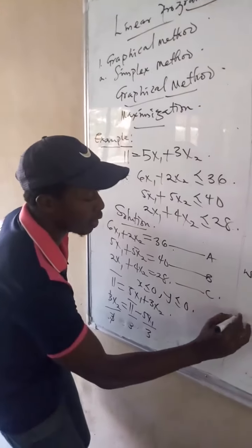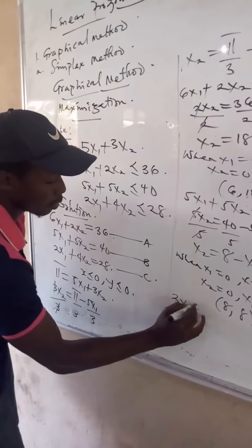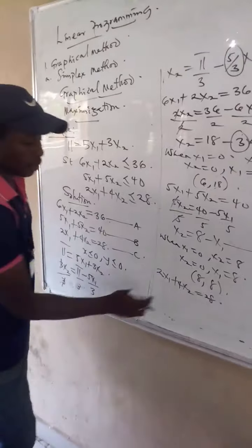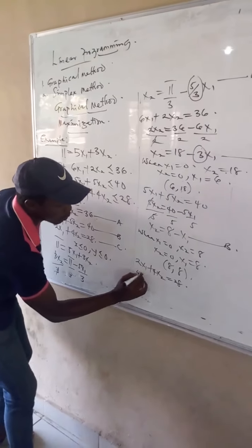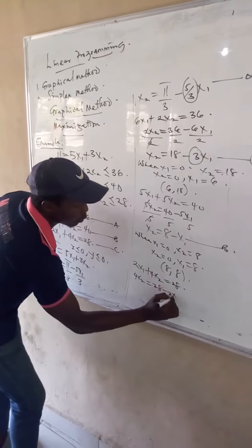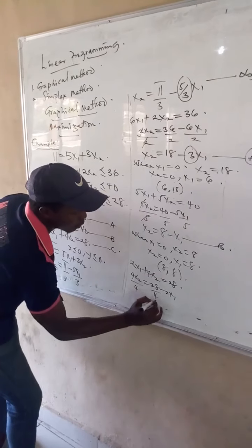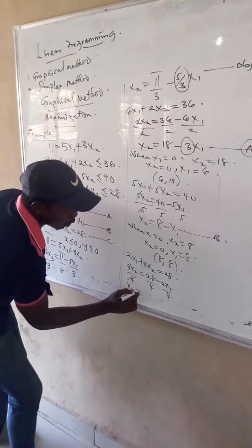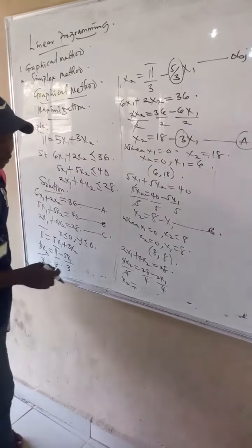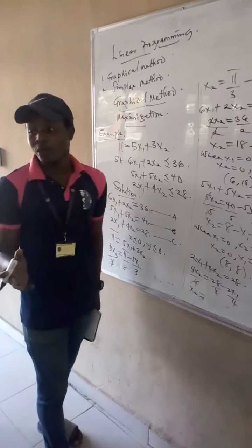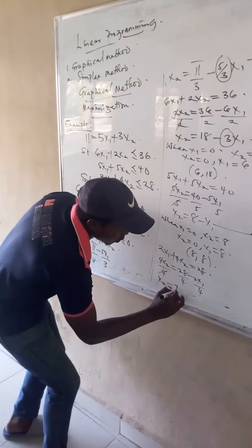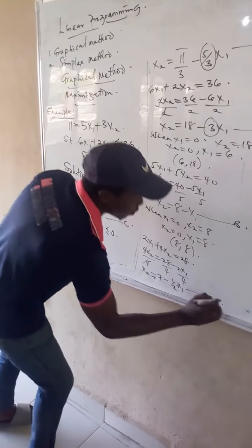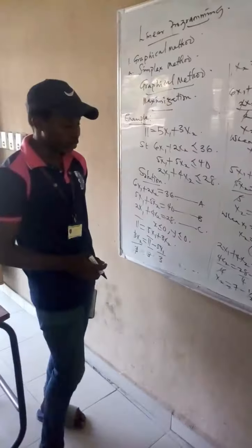Then you go to the third constraint. The third constraint is telling us that we have 2x1 plus 4x2 equals 28. Make x2 the subject of the formula. You'll be having 4x2 equals 28 minus 2x1. Divide all through by 4, so you'll be having x2 equals 28 divided by 4. When you divide 28 by 4, what do you have? You'll be having 7 minus 1 over 2 x1. So this is coming from the constraint C.